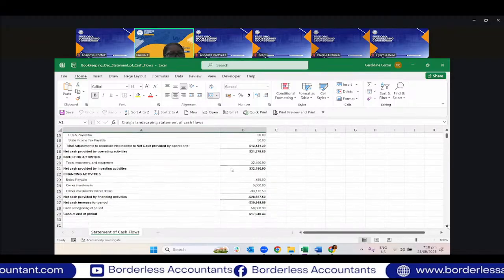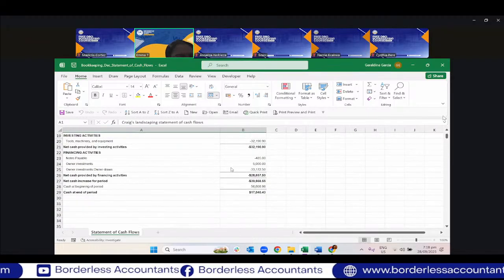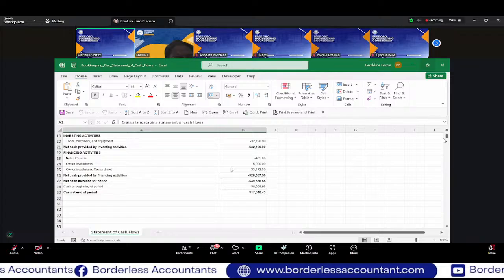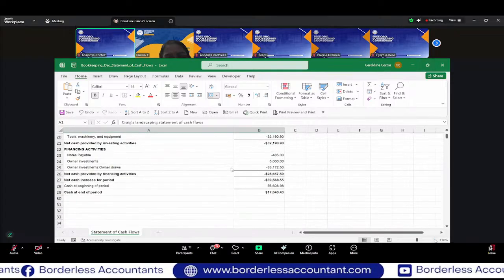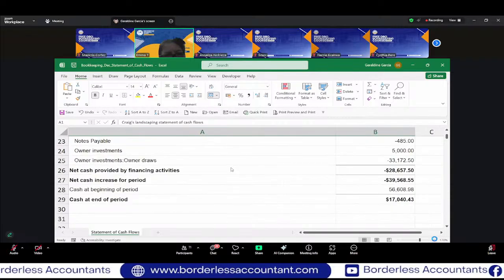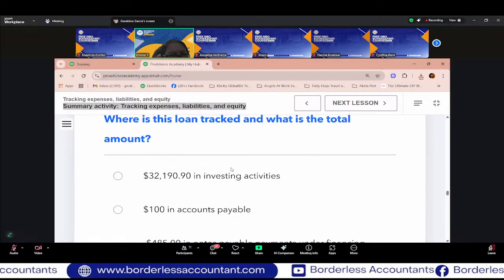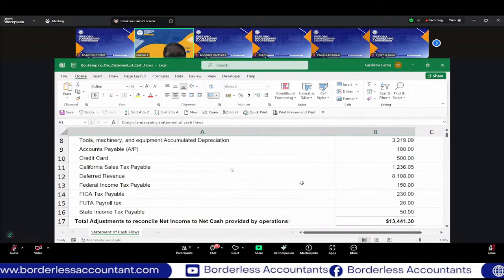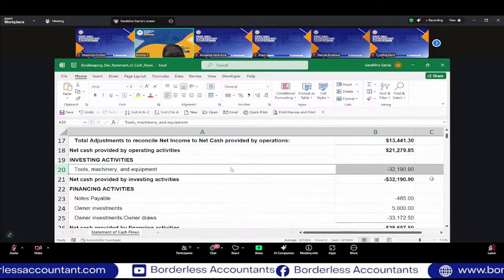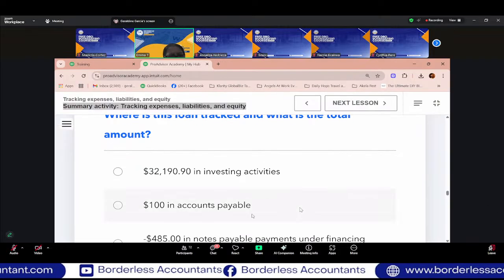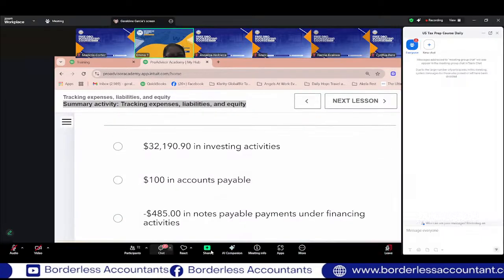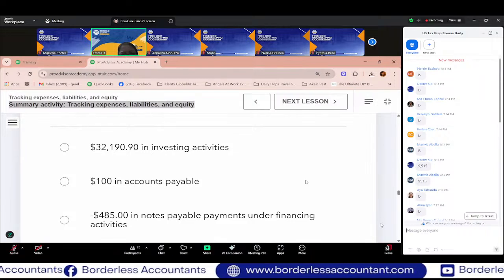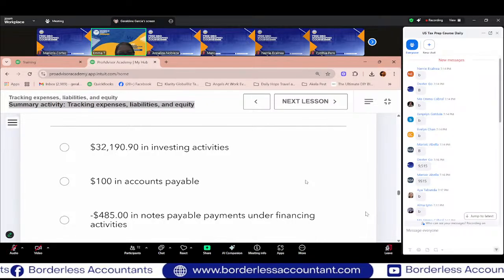Hindi yun. So sorry guys, napakaliit sa akin. C. 495? Is that the 495? Okay, what is it? So A, 32,190. Okay. B, $1,000 in accounts payable. C, negative $485 in notes payable payments under financing activities.